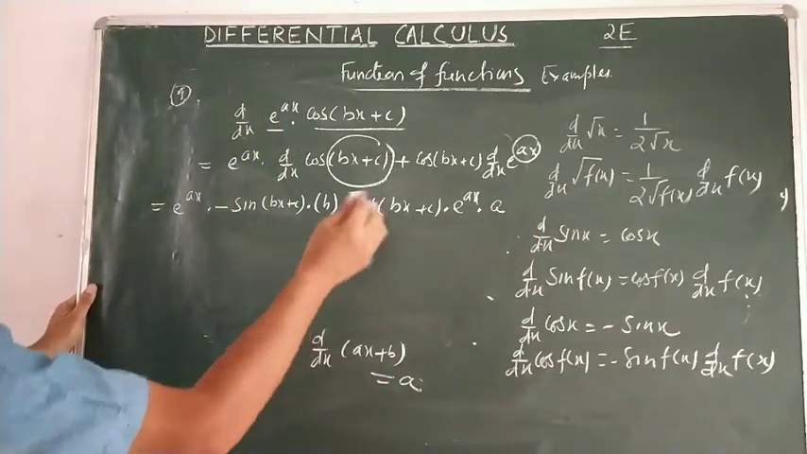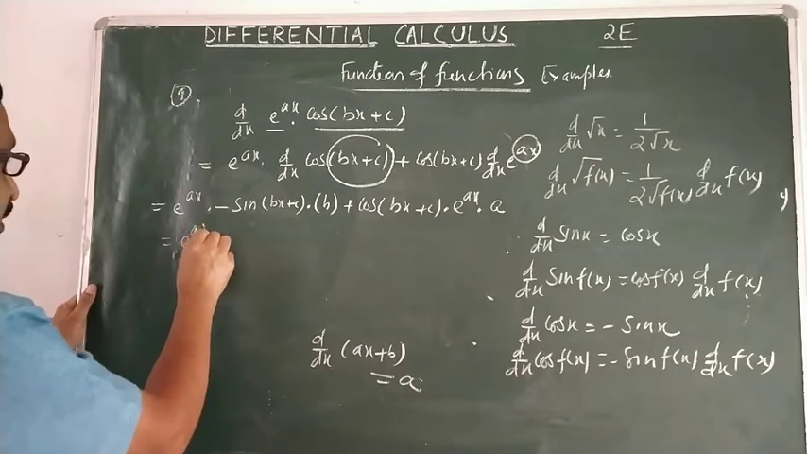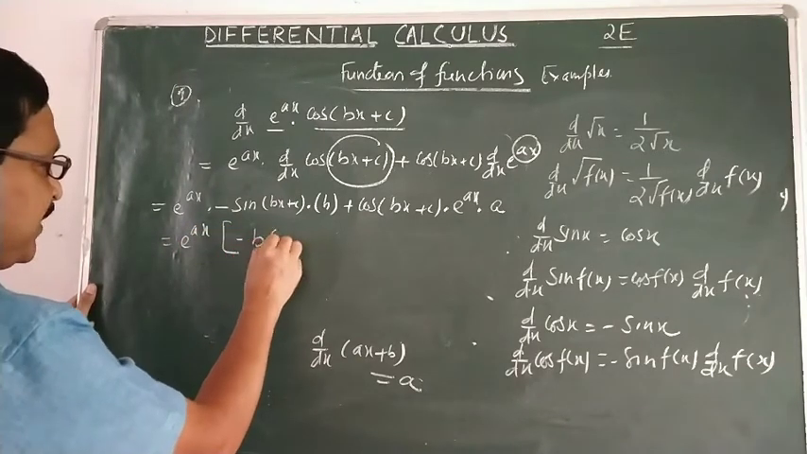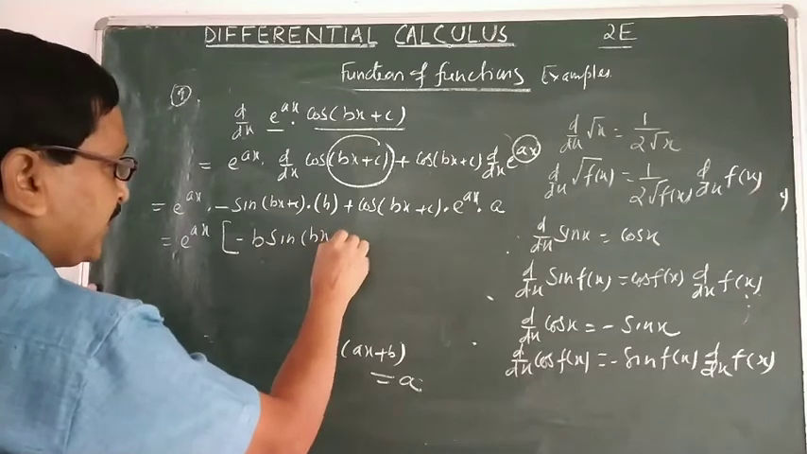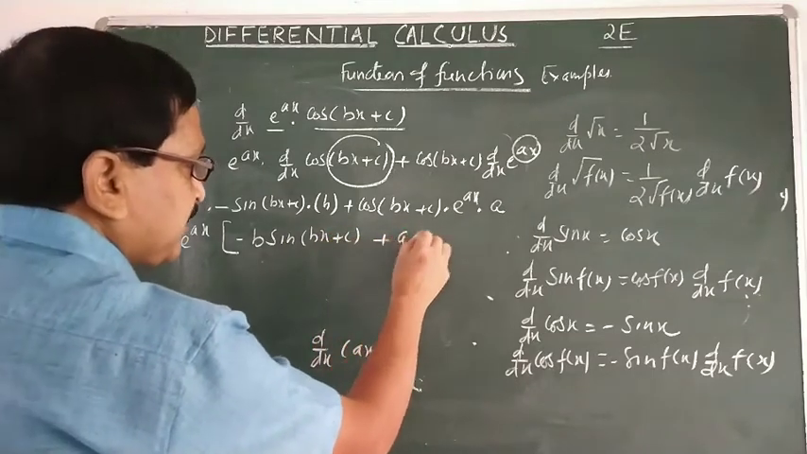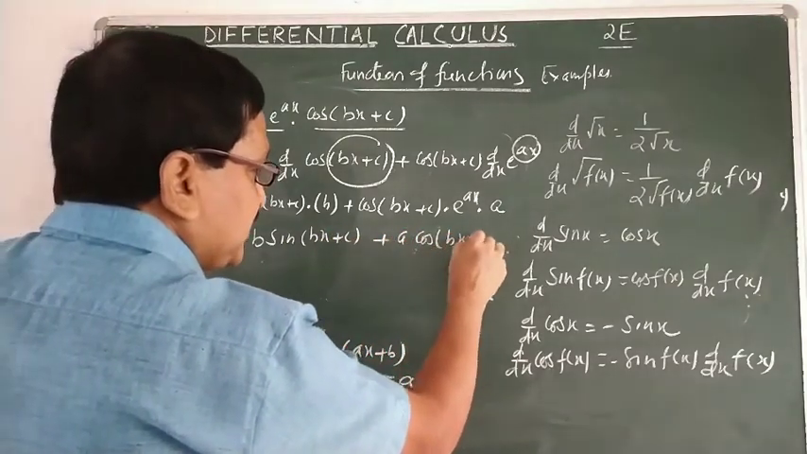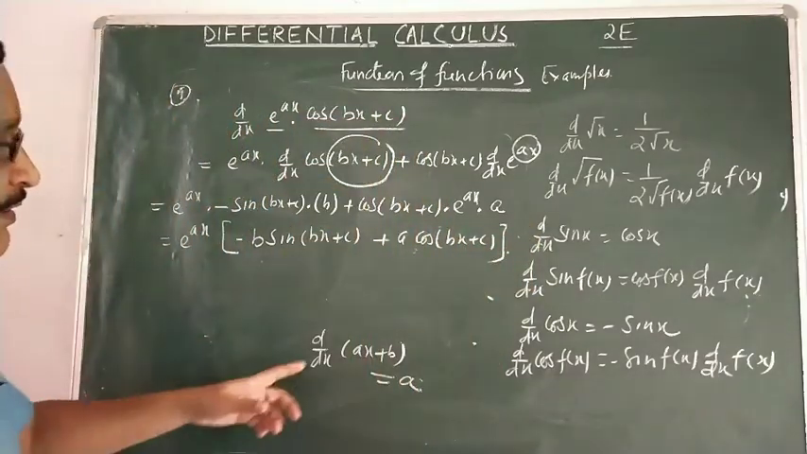So this is your final answer. Just keep taking e to the power ax common: e to the power ax times minus b sin (bx plus c) plus a cos (bx plus c). So this is your final answer.